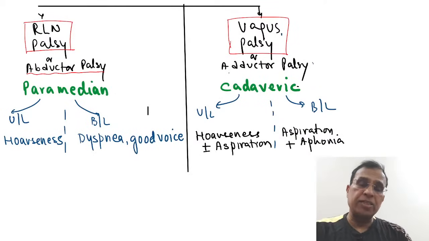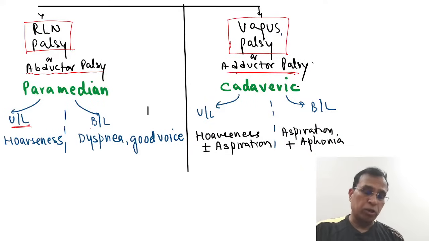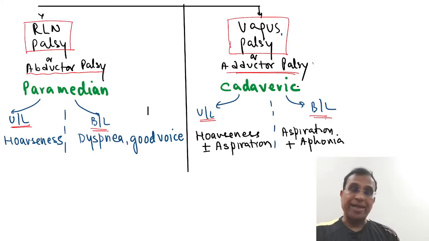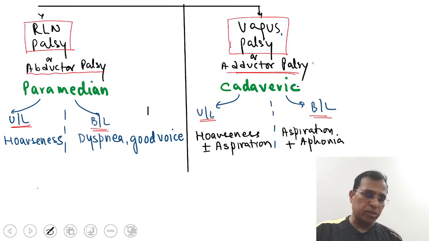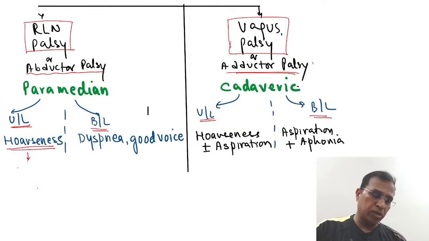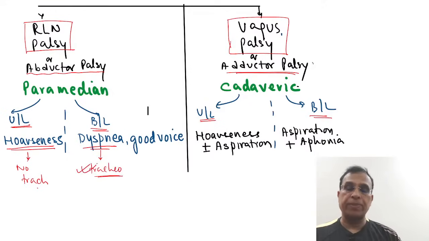Whereas vagus palsy is called adductor palsy. You have to know this. Now, both the palsies can be unilateral or bilateral. Like I said, in unilateral abductor palsy, hoarseness is the only complaint, so no tracheostomy is required. For dyspnea, you may have to do tracheostomy. So that's why this is the correct answer, bilateral abductor palsy.